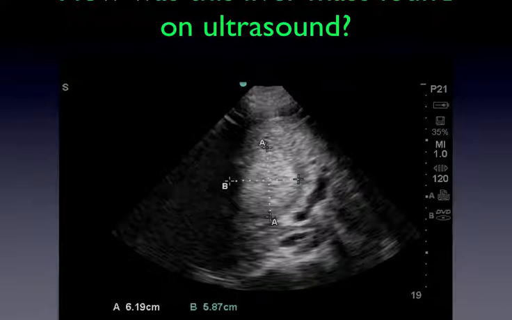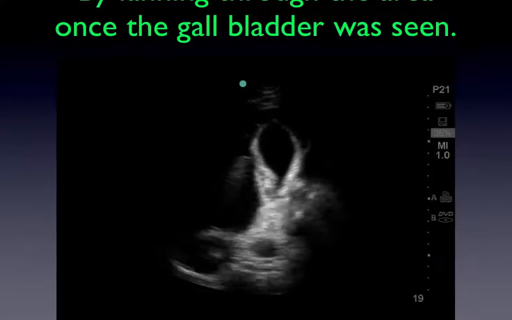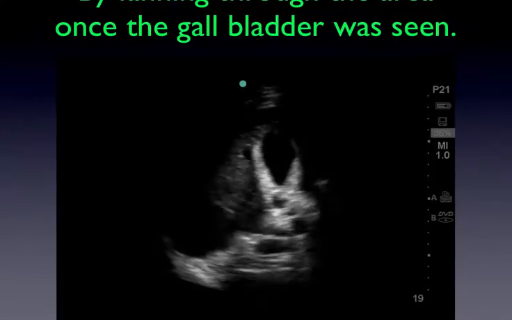Now, here's a mass that was found on an ultrasound. And as you can see at the bottom left of the slide, it measures 6.1 centimeters by 5.87 centimeters, so approximately a 6 centimeter mass. This patient came in with right upper quadrant pain, and an ultrasound was obtained at first looking at the gallbladder. Well, how was this liver mass found? So here's the ultrasound of the gallbladder.